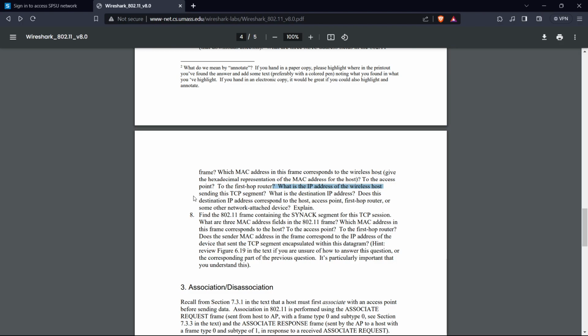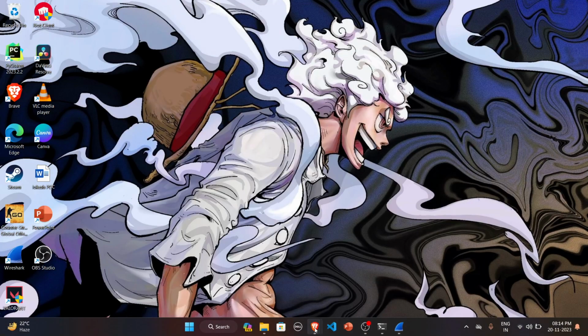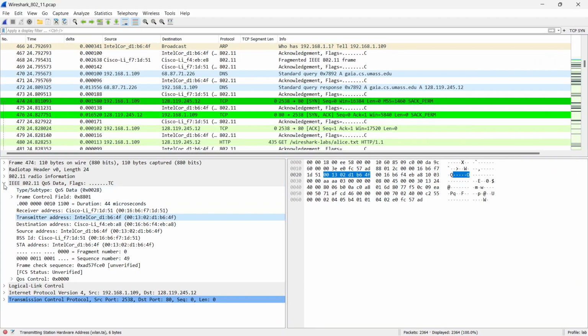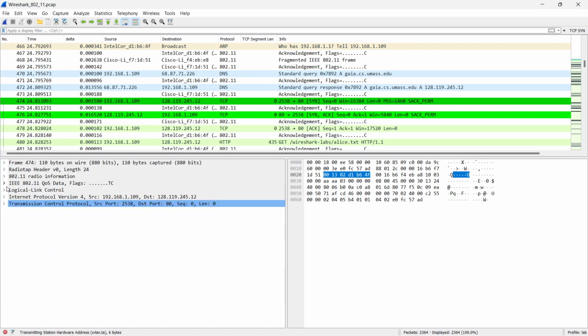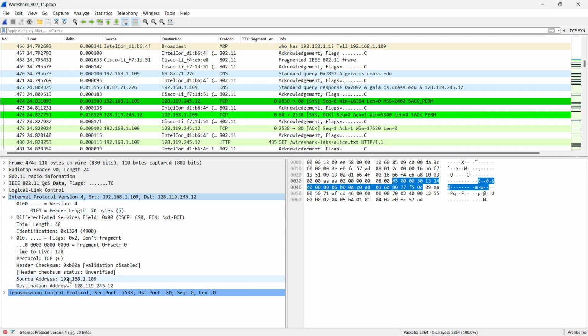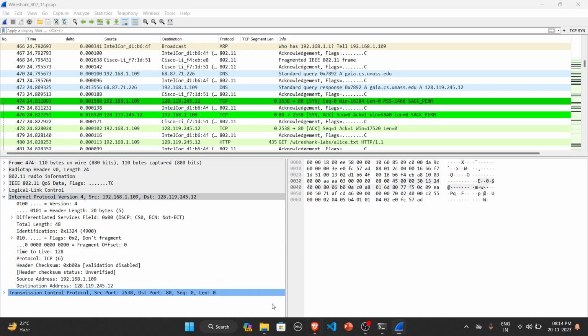Next it is asking about the IP address of the wireless host, as I'm showing you, and what the destination IP address is. For this, again go to Wireshark, go to the IP protocol, and this is the source and destination address here.